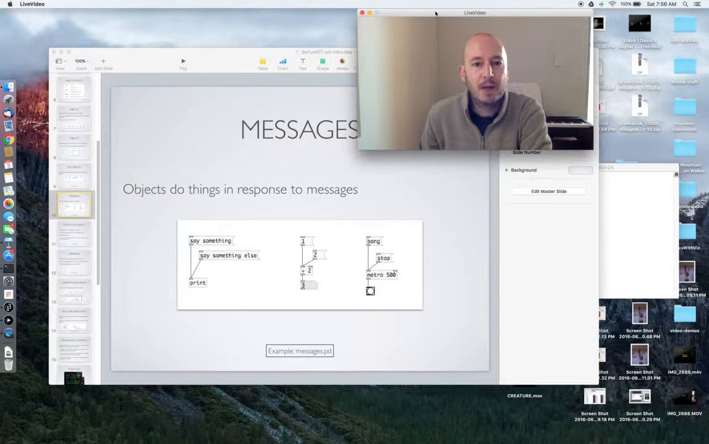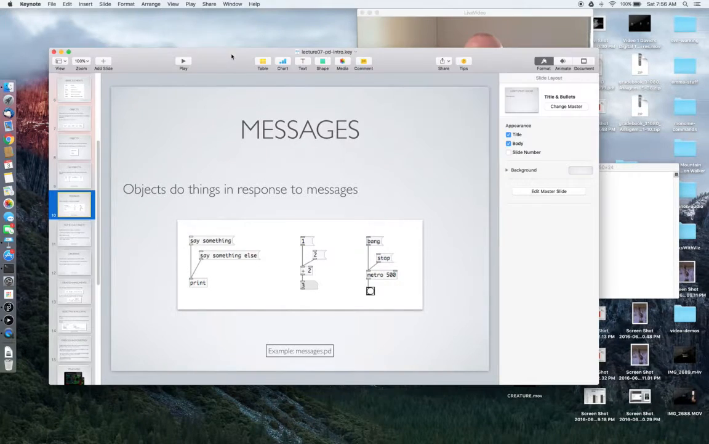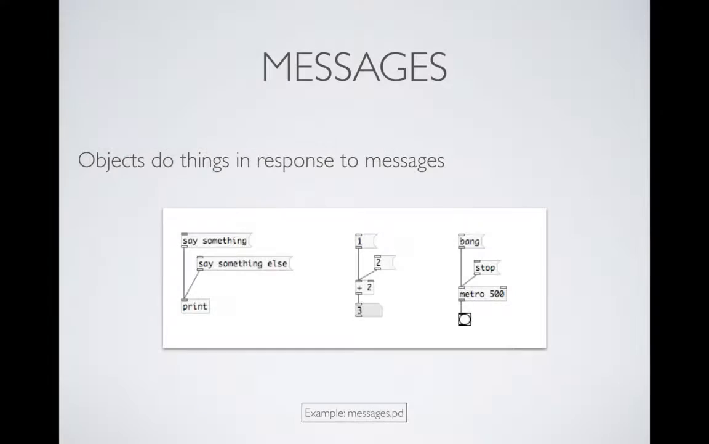Okay, and for part two of our little introduction to pure data, we're going to take a look at messages. So we previously talked about the objects in pure data and the different kinds of objects that there are. We talked about linking them together by hooking up the outlets of objects to the inlets of other objects. And the reason we do this is that objects do things in response to messages.